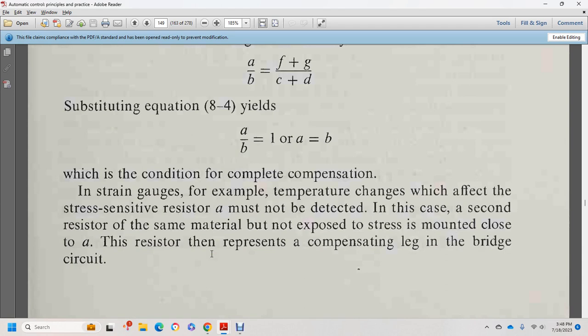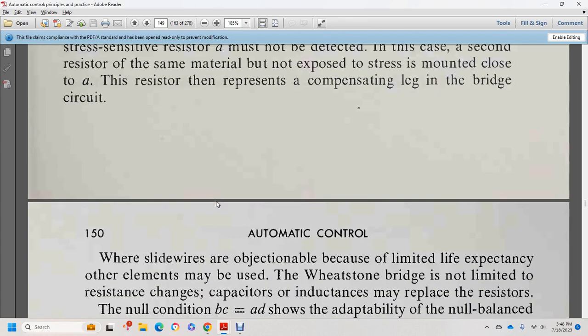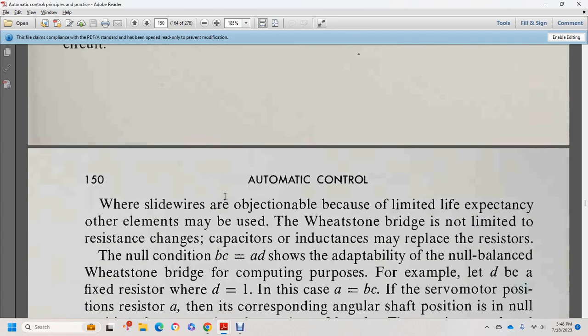For a strain gauge, for example, the effect of temperature change on the strain-sensitive resistor A must not be detected. In this case a secondary resistor of the same material, but not exposed to the strain, is mounted as the compensation leg within the bridge circuit. The Wheatstone bridge with the null condition BC equal to AD has acceptable adaptability as a null-balanced bridge for computing purposes.